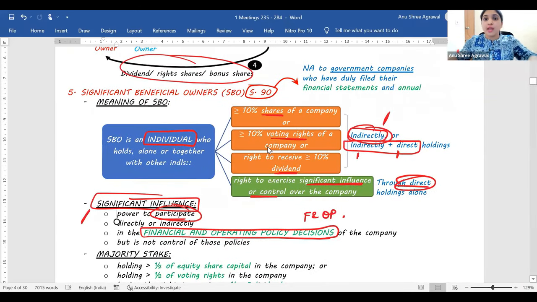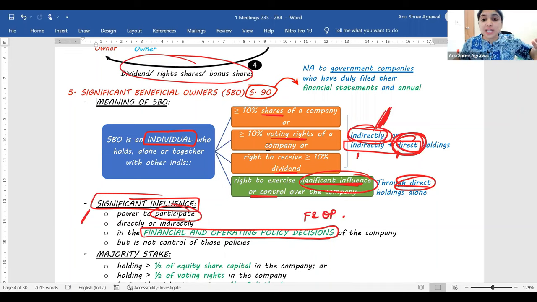Every word over here, now we know. SBO is first of all an individual who holds what? He holds at least 10% shares of the company, or he has the right to receive at least 10% dividend in the company, or he enjoys at least 10% voting rights in the company, either indirectly or directly plus indirectly. What is indirectly? Tell me. Indirectly means I have majority stake in the entity and the entity has 10% shares, 10% voting rights, 10% dividend. Directly means what? Directly means in my own name, I have 10% shares, 10% voting rights, 10% dividend, either in my own name or in the form of beneficial interest. Significant influence means what? Significant influence is a right to make financial and operating policy decisions. No, it is a right to participate in the financial and operating policy decisions.